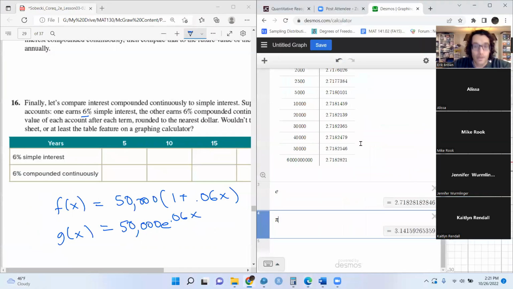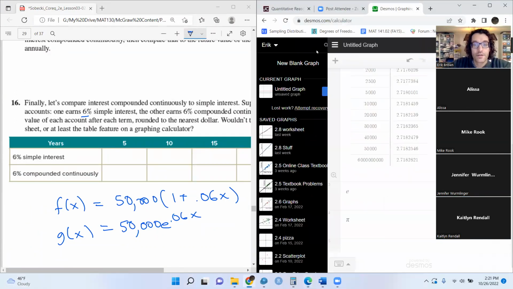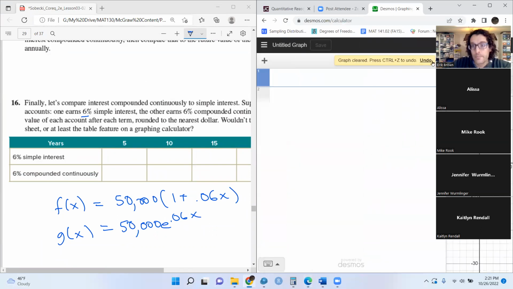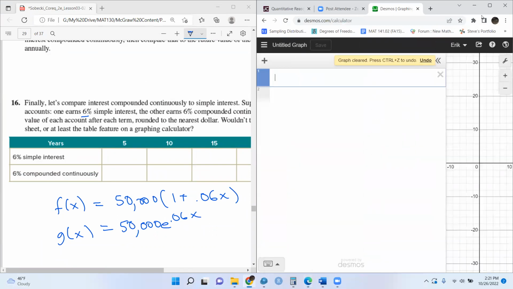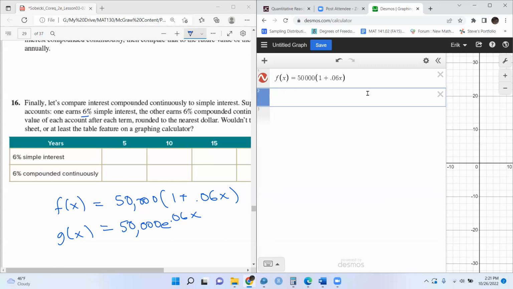How awesome is compounded continuously? Is it really all that awesome? By the way, this is the maximum amount you can earn with compounded n times per year, right? Like this is the most amount of compounding you can do. Okay, there's the simple interest one. Oops, no, let me put in my g of x.